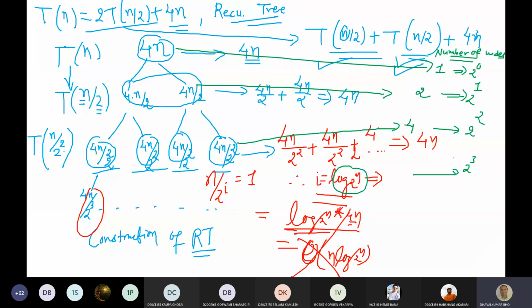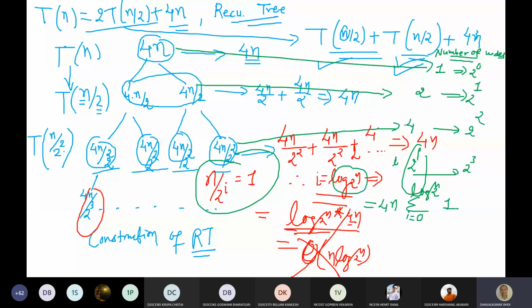Up to which level do we have to go? Up to 2 raised to i, and that's why this particular calculation comes into the picture. We know the cost at each level is equal to 4n. So it is going to be 4n sigma. We have to start with the root node, so we start with i equal to 0 up to the last level, log n base 2 plus 1.